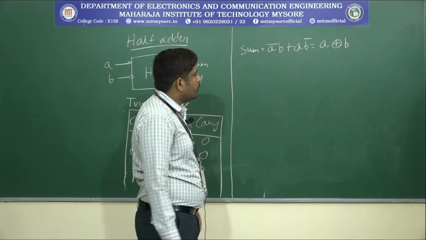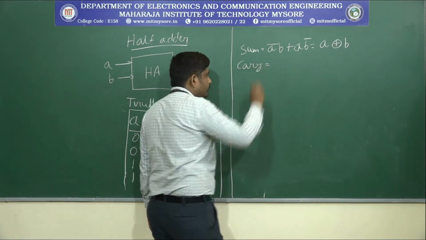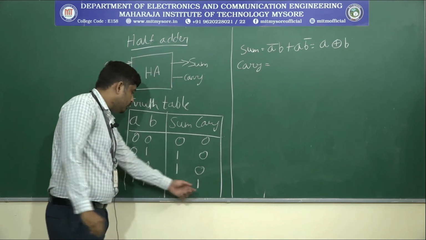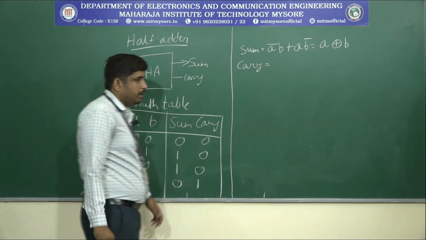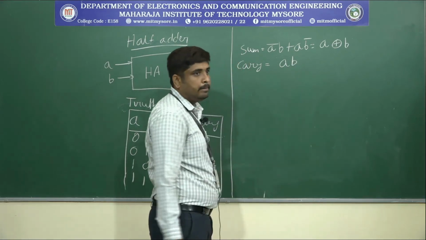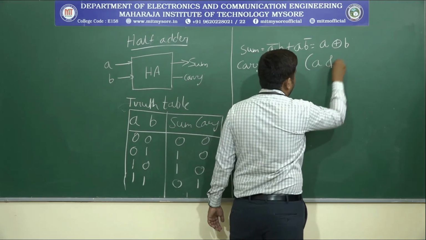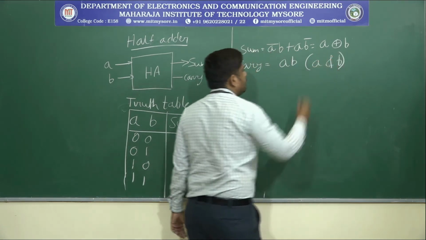Once the sum equation is completed, we have to write the carry equation. In the carry equation, when it is 1, A B, so you simply write A B. It indicates A and B. So here you write A and B. This is the symbol of the AND gate.